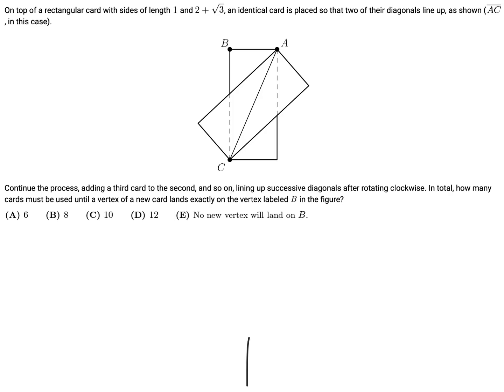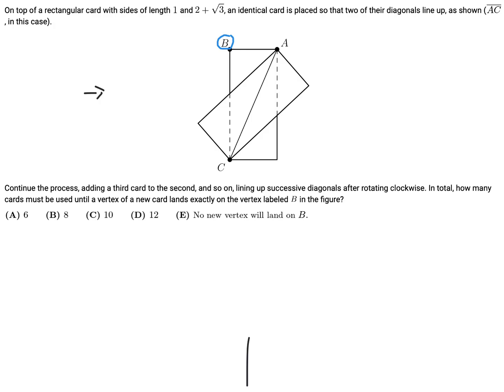So let me try to explain this. We have already made one rotation, as you can see here in the diagram. Now, what they're saying is they want you to continue rotating by adding cards, and eventually they want a vertex to end up back on itself. So for example, this B right here, let's just concentrate on that. That's a vertex of the original card, right?